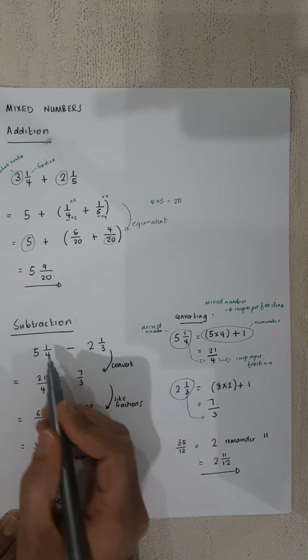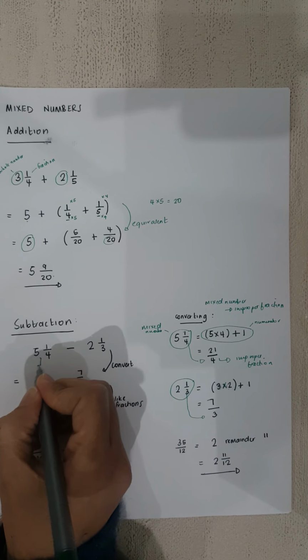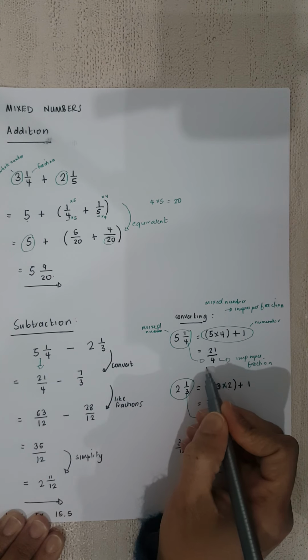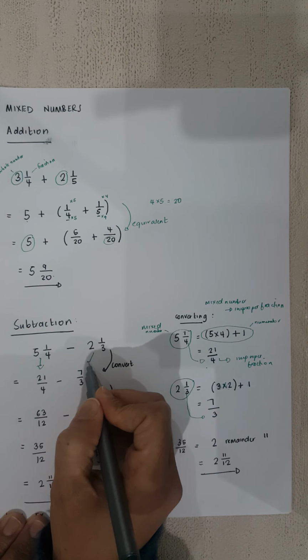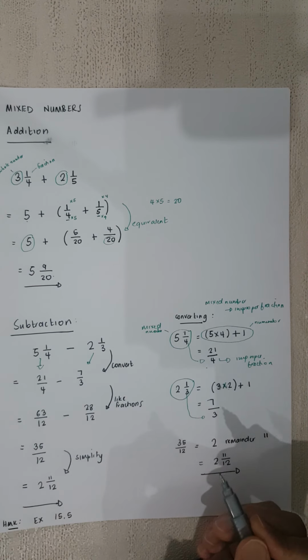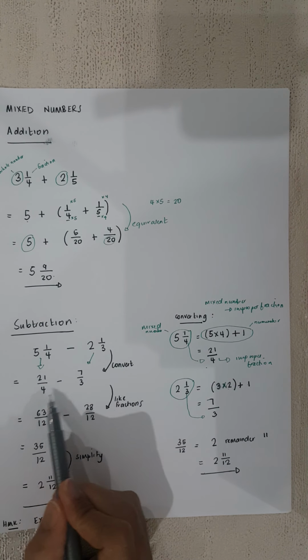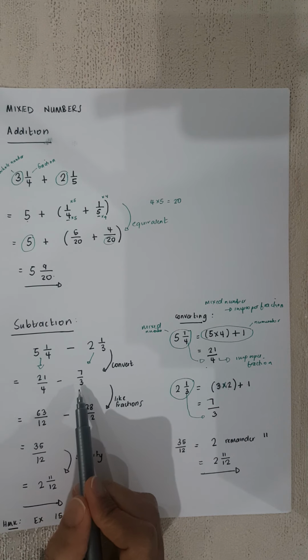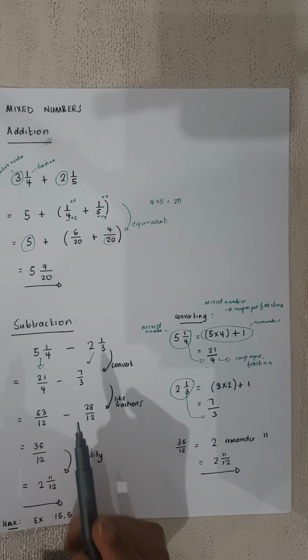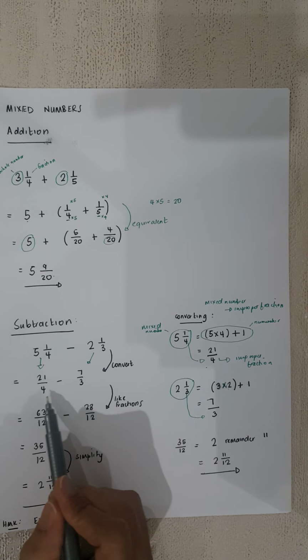So I'm substituting 5 1/4 with 21 over 4, which I've got from there. And I'm substituting 2 1/3 with 7 over 3 to make it easy for me to subtract. Now look at the denominators here. Again, we've got different denominators, so I can't just subtract those two numbers. I have to find a common denominator.